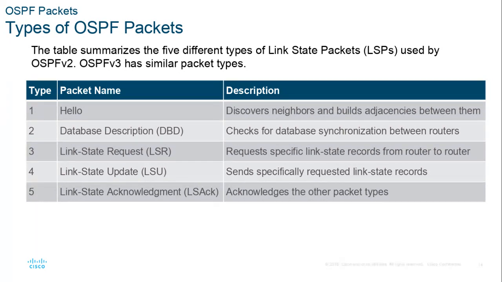And similar to the TCP SYN ACK, which acknowledges each and every segment when we have a TCP transmission of data, there's an acknowledgement, link state acknowledgement, which acknowledges the other packet types. Now, hello packets are not acknowledged because they're sent out every 10 or 20 seconds by default. But all the other ones get acknowledged because they want to make sure their routing table updates are accurate.